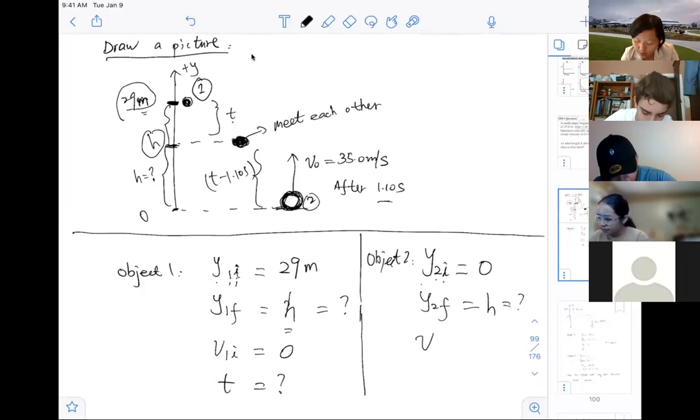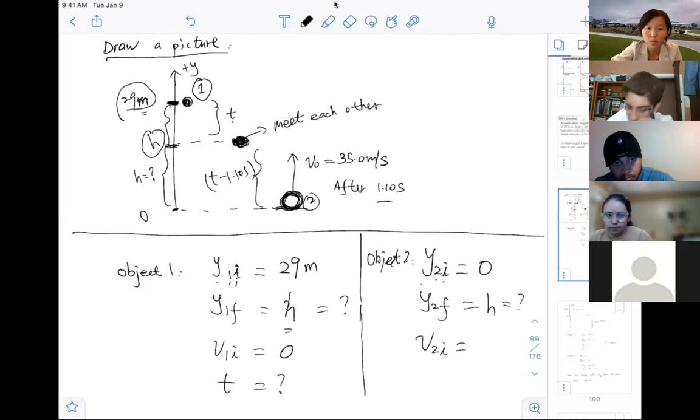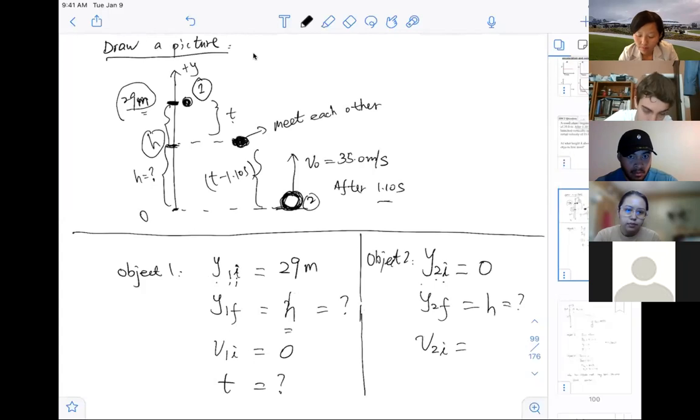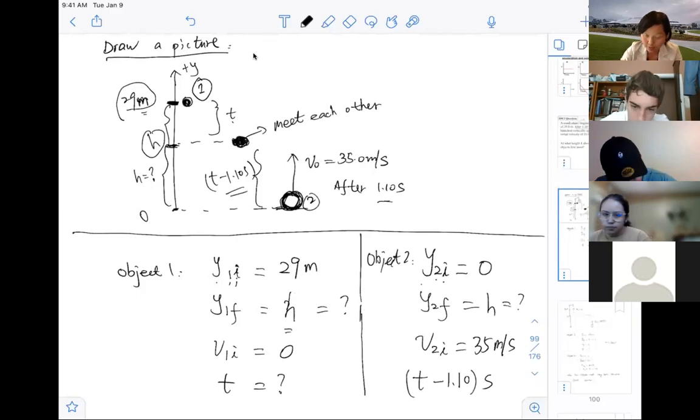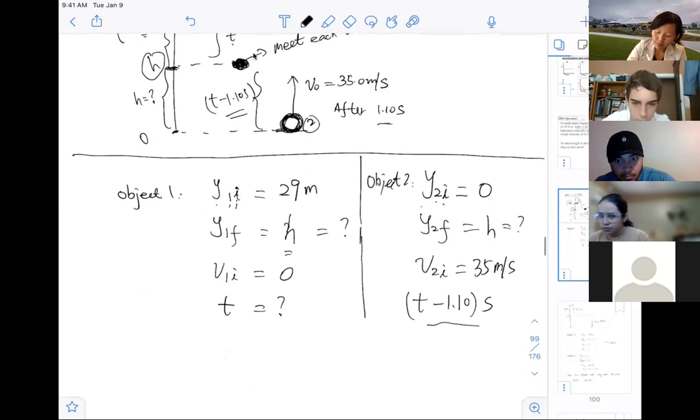That's the variable I want to solve for. And what is the initial velocity of object 2? 35 meters per second. 35, excellent. All right, and how much time the object 2 has to travel? It's t minus 1.1 seconds that we have already established here. Okay, so I'm just going to write it out here. Okay, now I have everything.